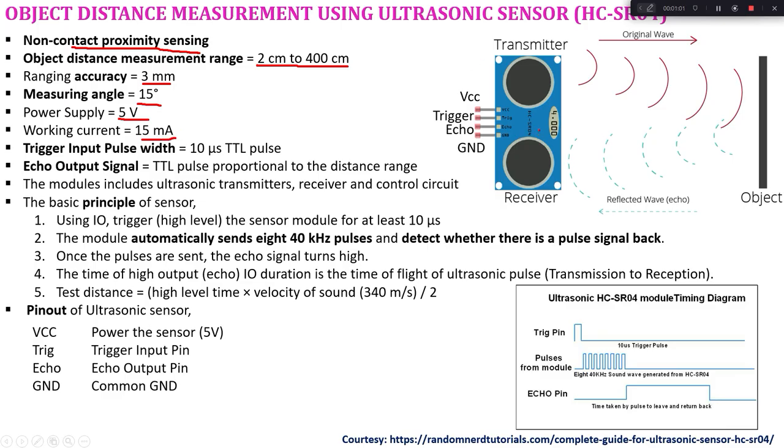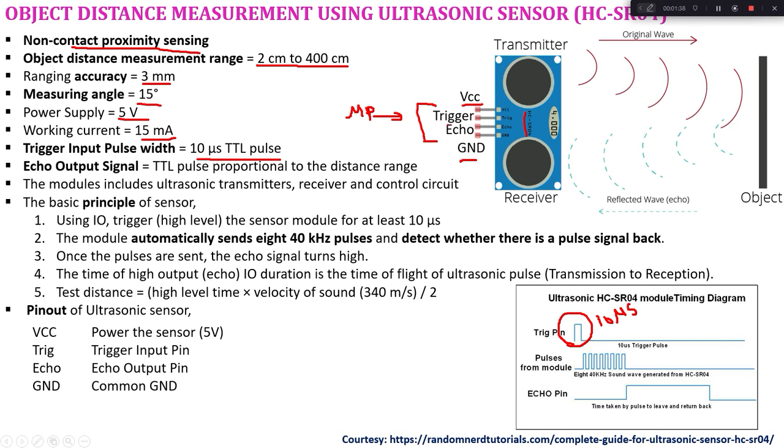Here we show a typical HC-SR04 module which has 4 terminals. VCC and ground can be connected to a 5 volt supply. Then it has 2 pins, trigger and echo pin. The trigger pin will be connected to your microprocessor or microcontroller, through which we will generate a 10 microsecond TTL pulse. Here we show a typical 10 microsecond TTL pulse generated with the help of your microprocessor or microcontroller.